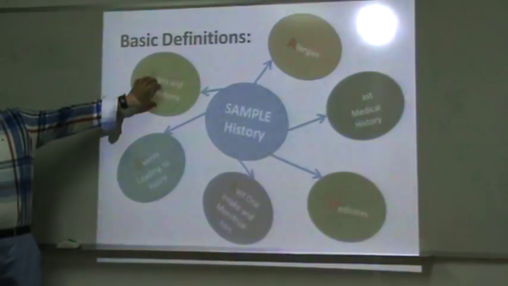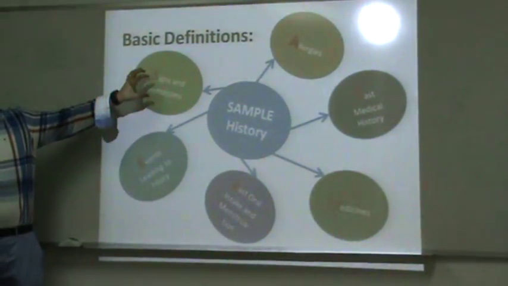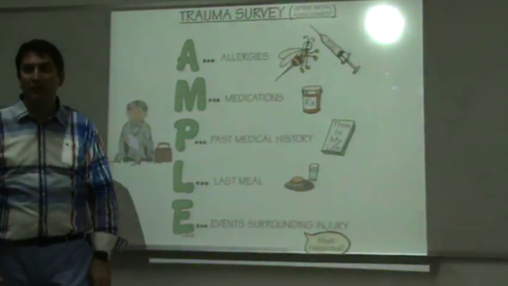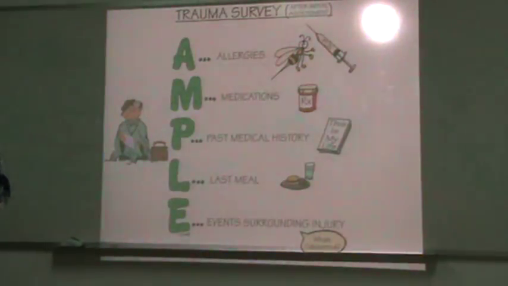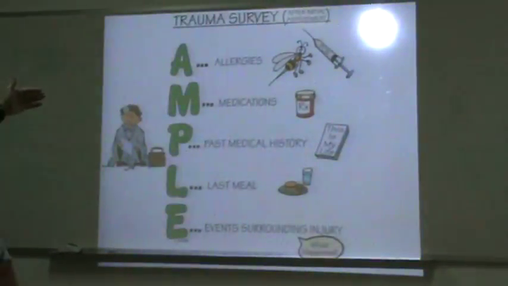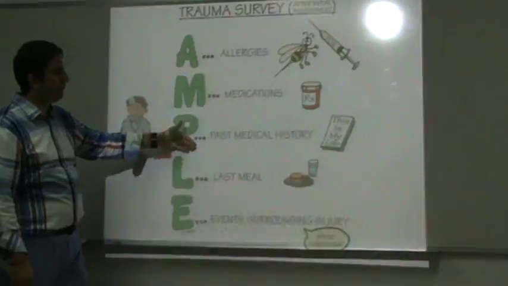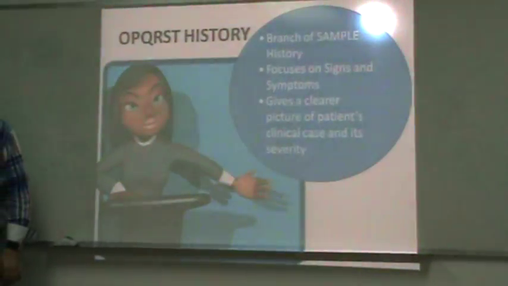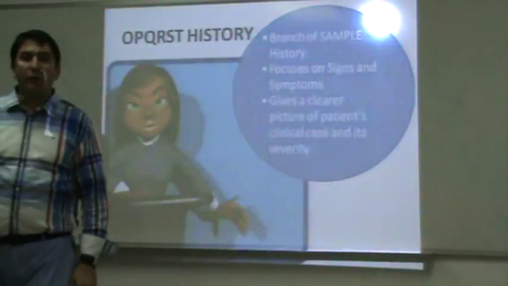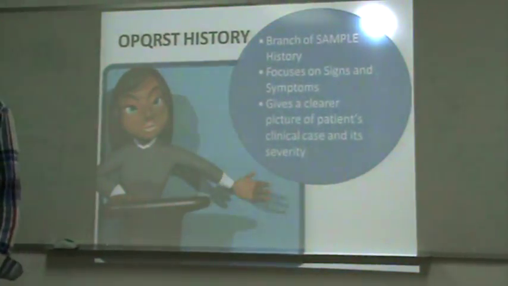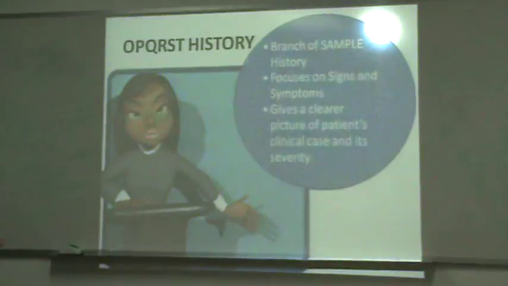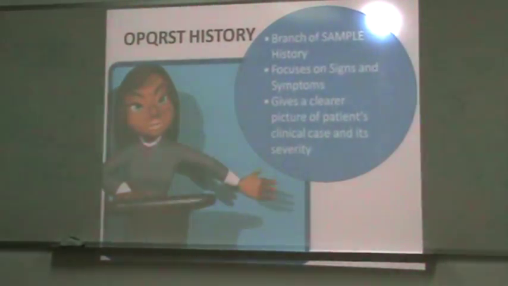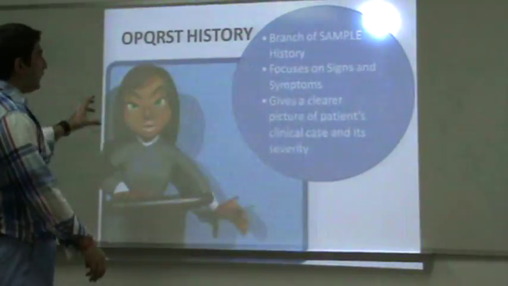Now, because signs are usually more for physicians, we have what we call the AMPLE test. We don't look for signs and symptoms; we start by talking about allergies, medication, past history. And that's after the initial assessment. Another thing when we look at history: OPQRST. Consecutive letters, and they stand for different things.